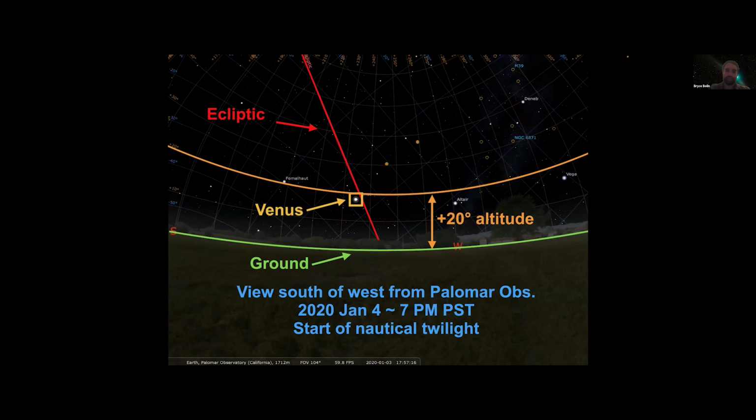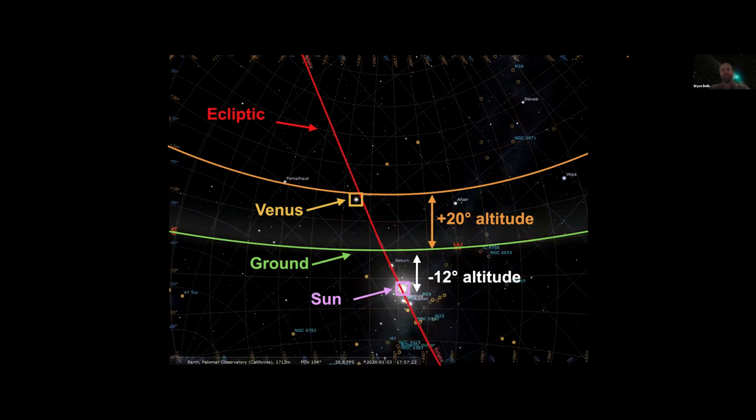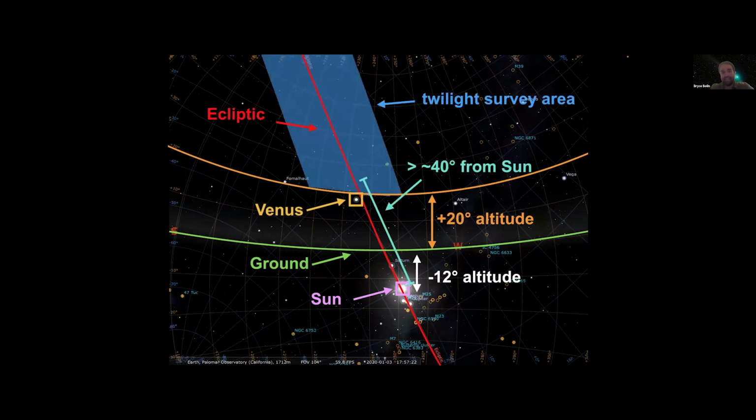Now, if I make the ground disappear, we see that the sun, inside this purple box here, is 12 degrees below the horizon. And the portion of sky that is above that 20-degree altitude limit line, yet as close as possible to the sun, gives us this little area here, which I call the twilight survey area, which is along the ecliptic, shaded in blue. And a portion of it would be within that 40-degree sweet spot zone for finding ALOs.